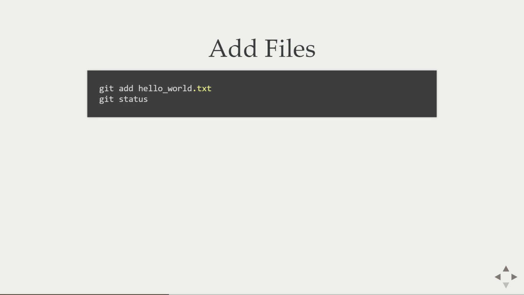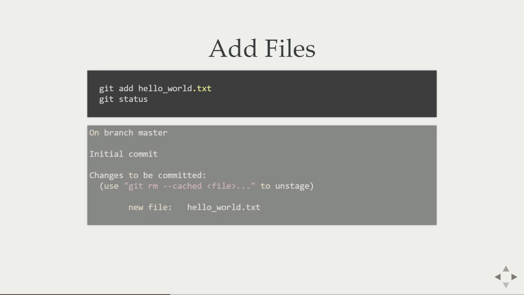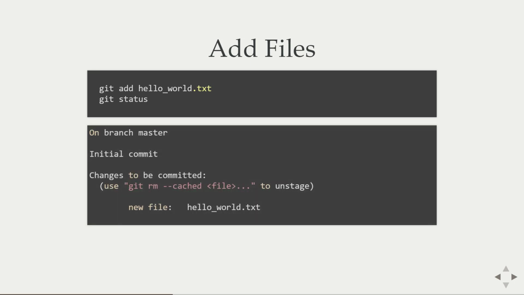And to add it in, we say git add, give it the file name. And now instead of it saying, hey, we have uncommitted changes, now it'll say we have changes to be committed. So it's a two-step process in Git to get all of your revisions. You first have to add the file, and then we have to actually commit the file.